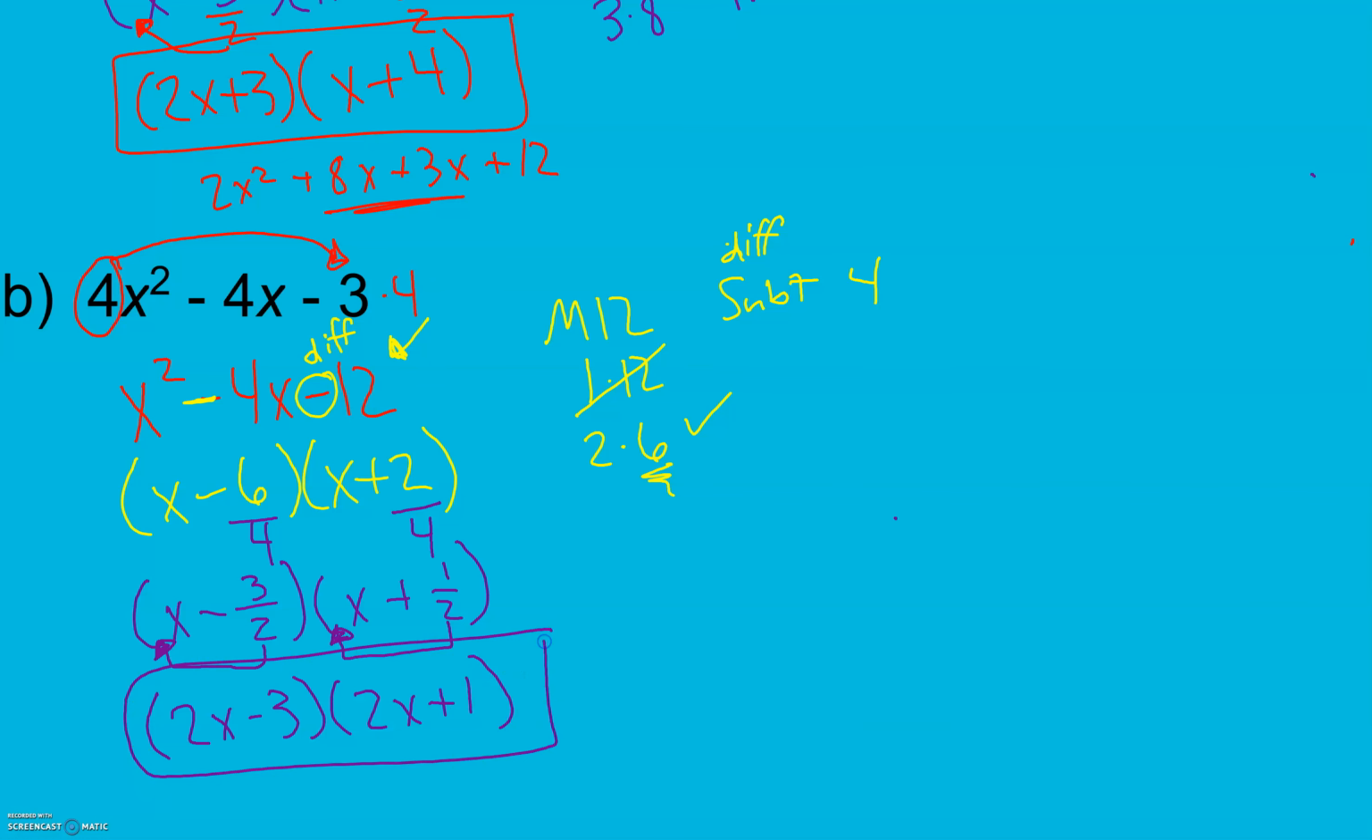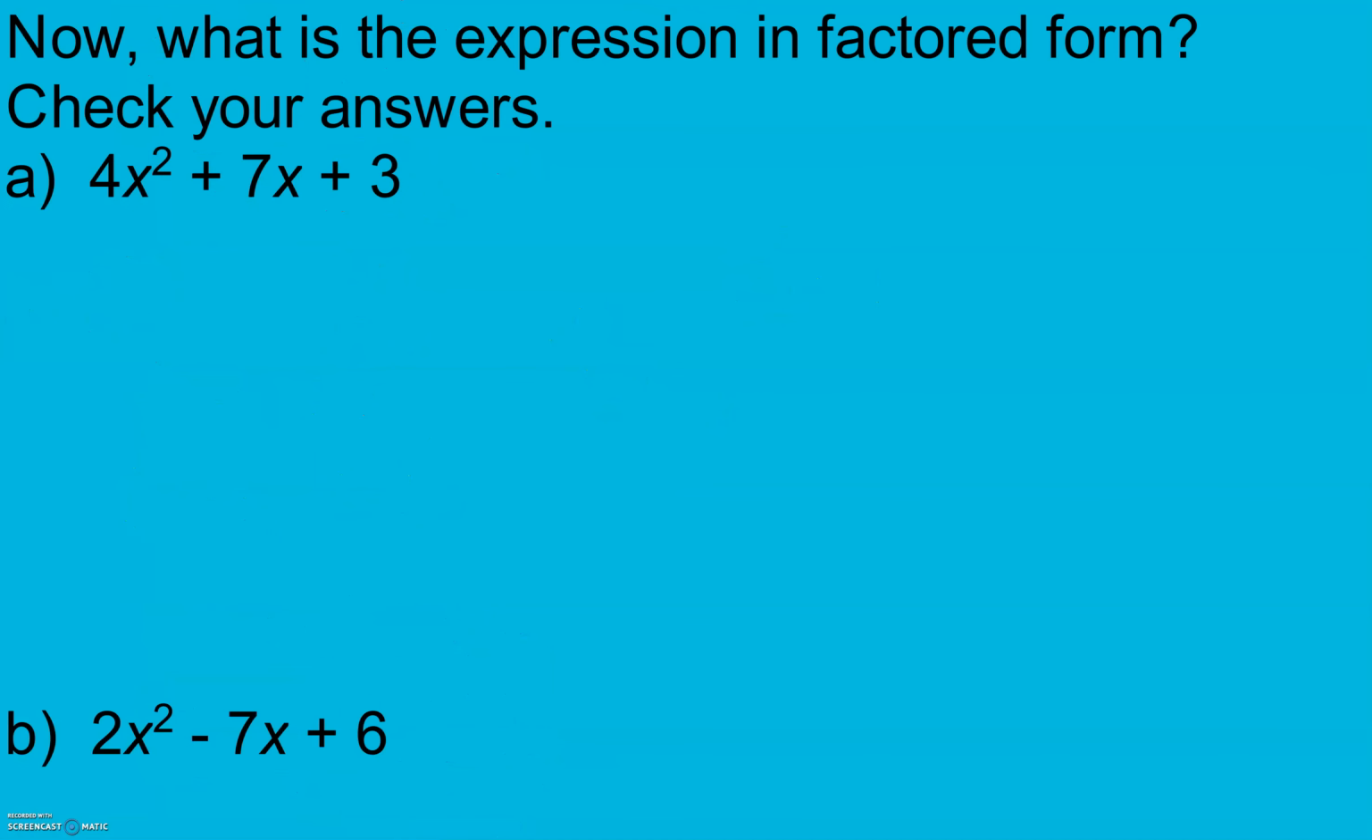And we get 2x minus 3 times 2x plus 1. Again, if we FOIL back, we should get back to the very original problem. Here I get negative 4x, and I do. Feel free to pause here and give this a try if you'd like.